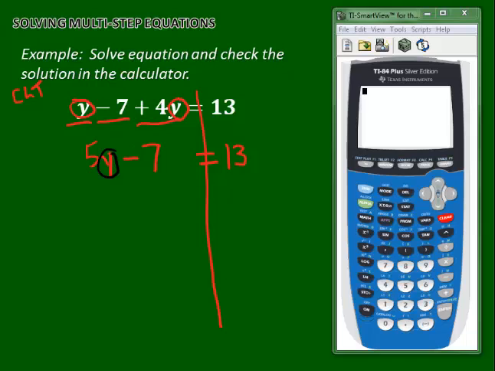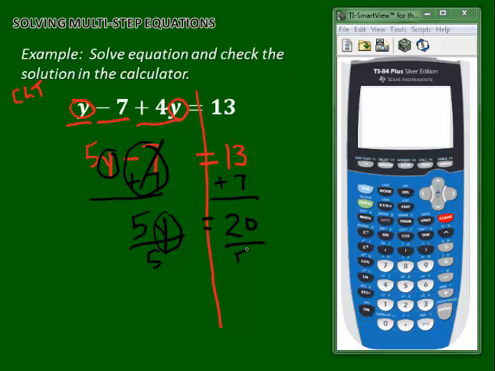So the first thing I'm going to do is add 7 to both sides, because that's the inverse operation or opposite operation of subtracting 7. And those together cancel out and make 0. And I'm left with 5y. And on the right side I have 13 plus 7 is 20. The next step is I'm still trying to solve for y. It's multiplied by 5. So if I divide by 5, that will give me y equals 4.